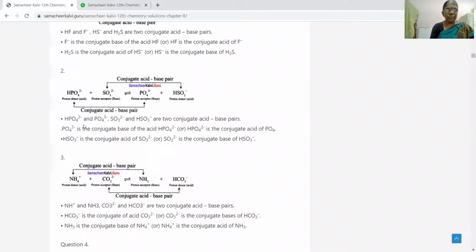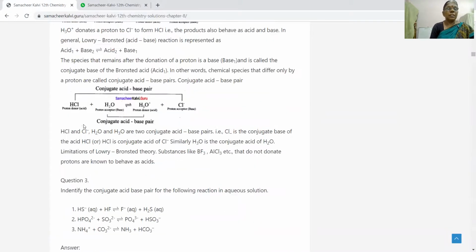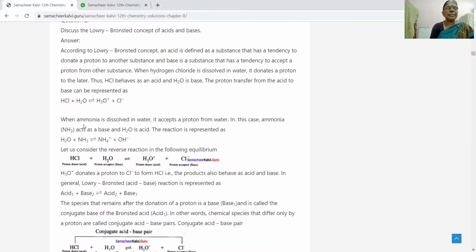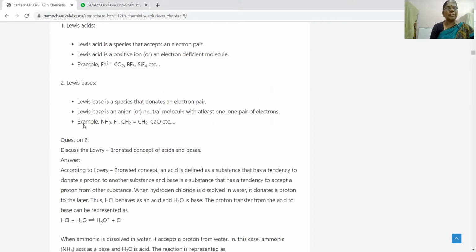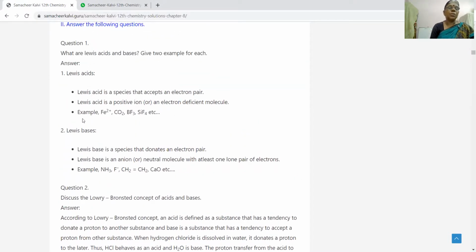First question. Choose the best answers. Answers are given in your book itself. So first you can read those. We will start from the question and answers. Question 1. What are Lewis acid and bases? Give 2 examples for each.